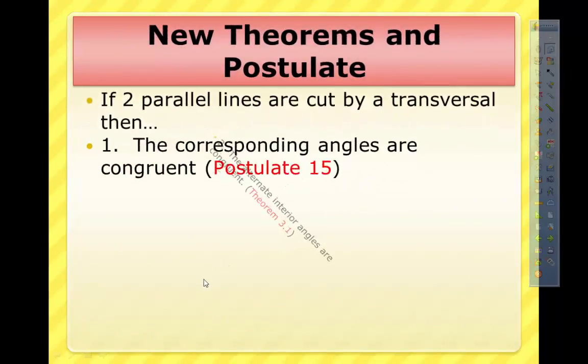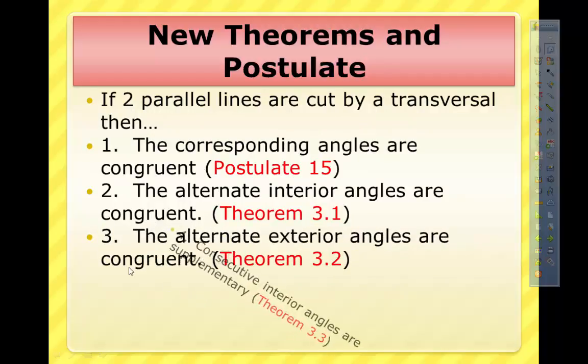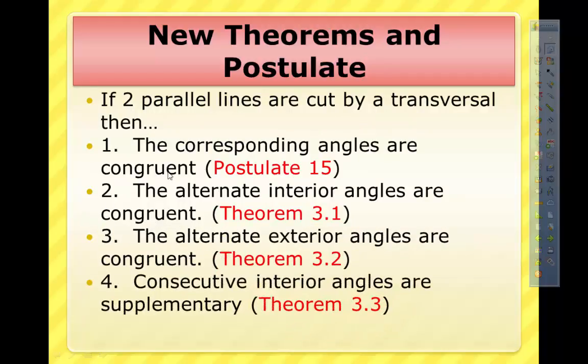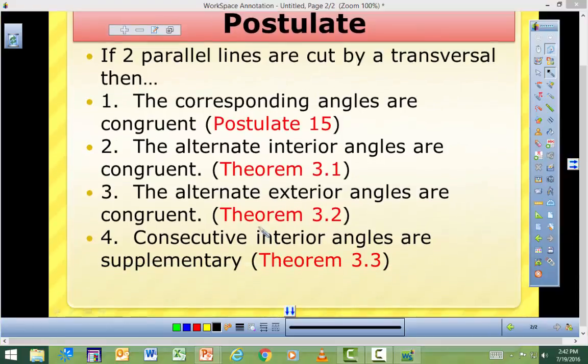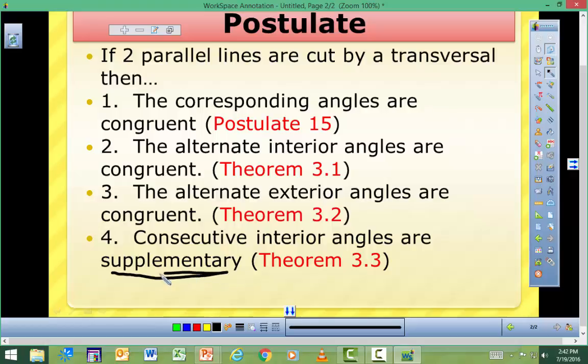So there's four scenarios that come up. If you have two parallel lines cut by a transversal, it means that the corresponding angles are going to be congruent. And it means that the alternate interior angles are going to be congruent. And it means that the alternate exterior angles are going to be congruent. And lastly, it means the same side or consecutive interior angles are supplementary. Once again, that means that they add up to be 180 degrees.